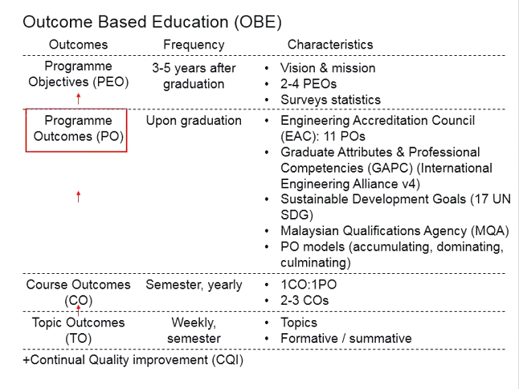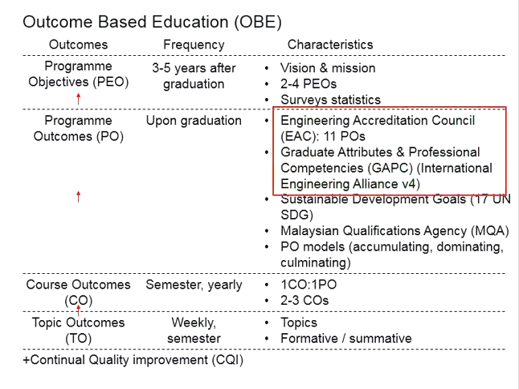First, the program outcome needs to be on the basis of the latest Engineering Accreditation Council manual, known as the EAC manual. The latest version is going to be 11 POs. There will be graduate attributes. These are the attributes that a graduate of an engineering program should have before entering the industry. This graduate attribute will need to refer to the document of Graduate Attributes and Professional Competencies, known as GAPC, produced by the International Engineering Alliance. The latest version now is version 4.